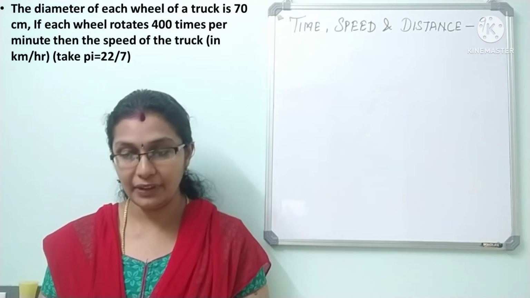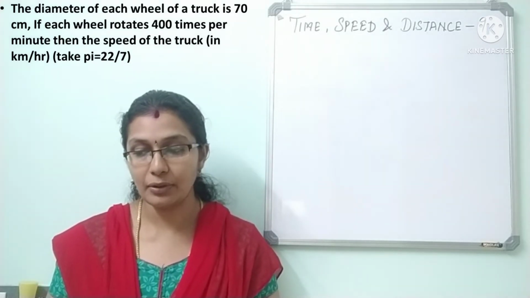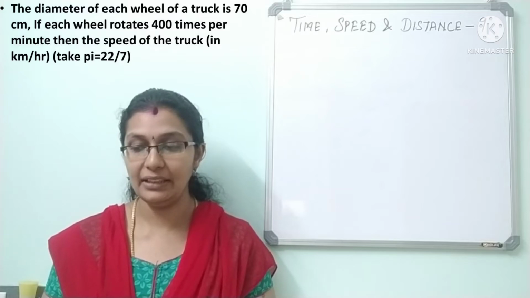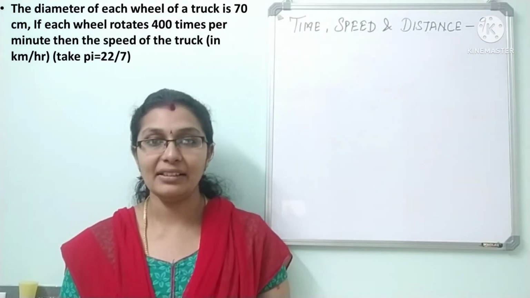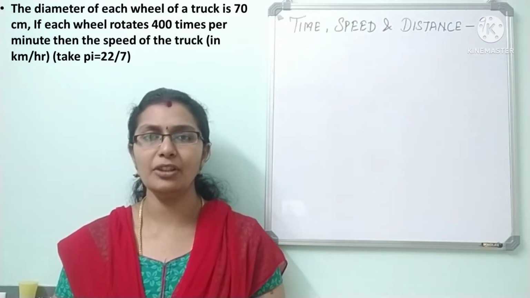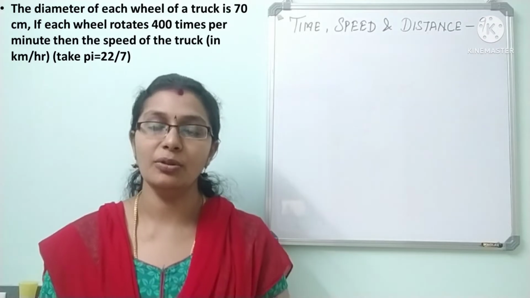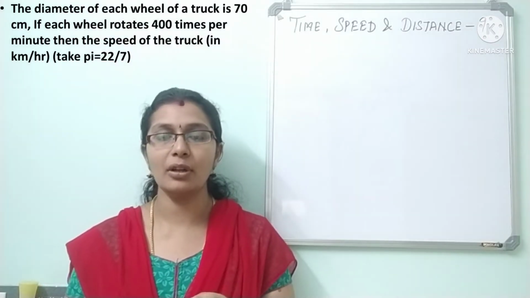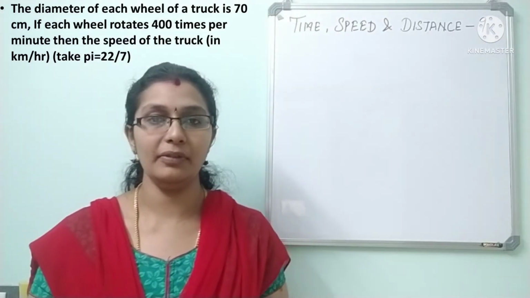The diameter of each wheel of a truck is 70 centimeter. If each wheel rotates 400 times per minute, then the speed of the truck is. So here you will have to understand it carefully. Here the question is speed, so you will have a doubt. How will you find the speed? So you know speed is equal to distance by time. So somehow it is distance time related, right? So how to solve it, we'll see.